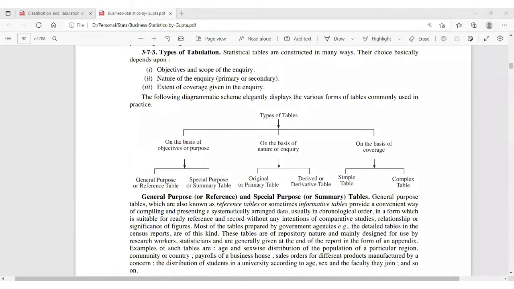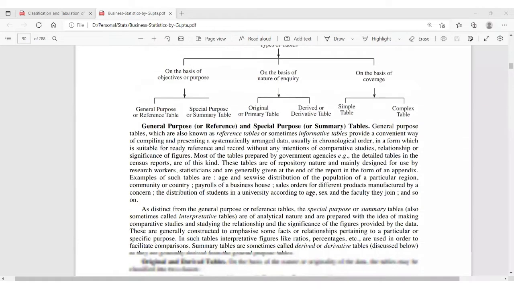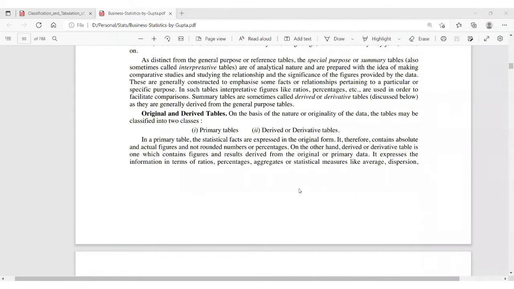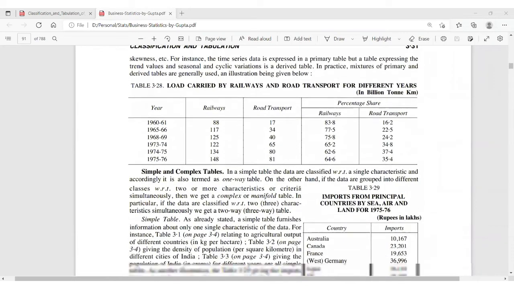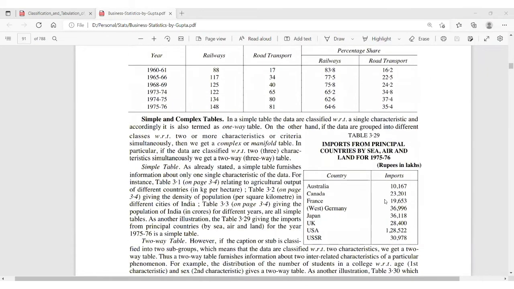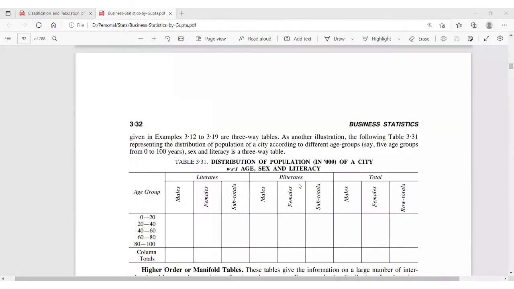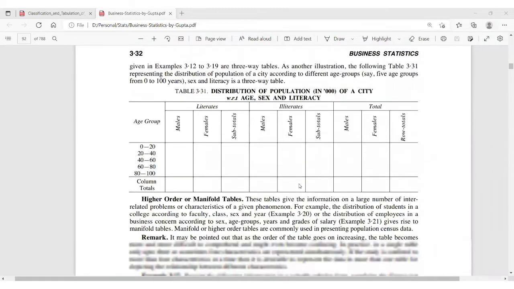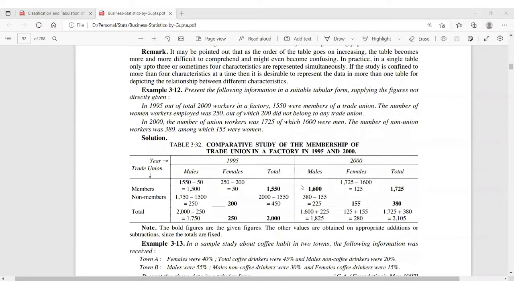Types of tables. This is a type of table given. Let me do an example for that. This is the example. What is the table name? How are they showing the different things, with this example?